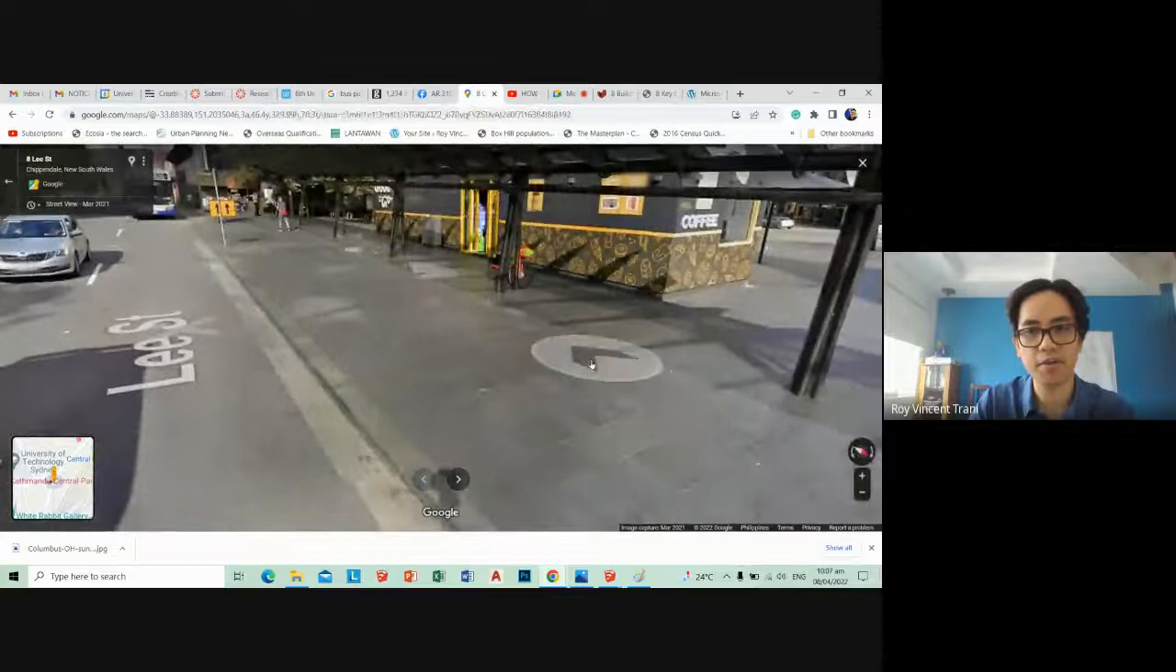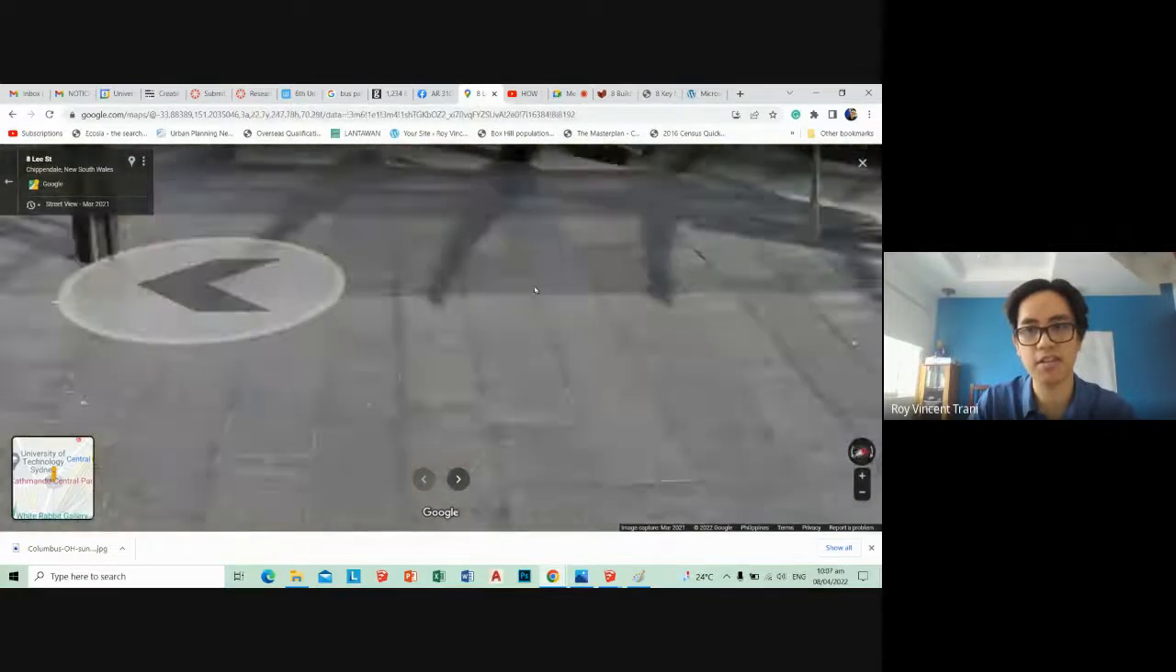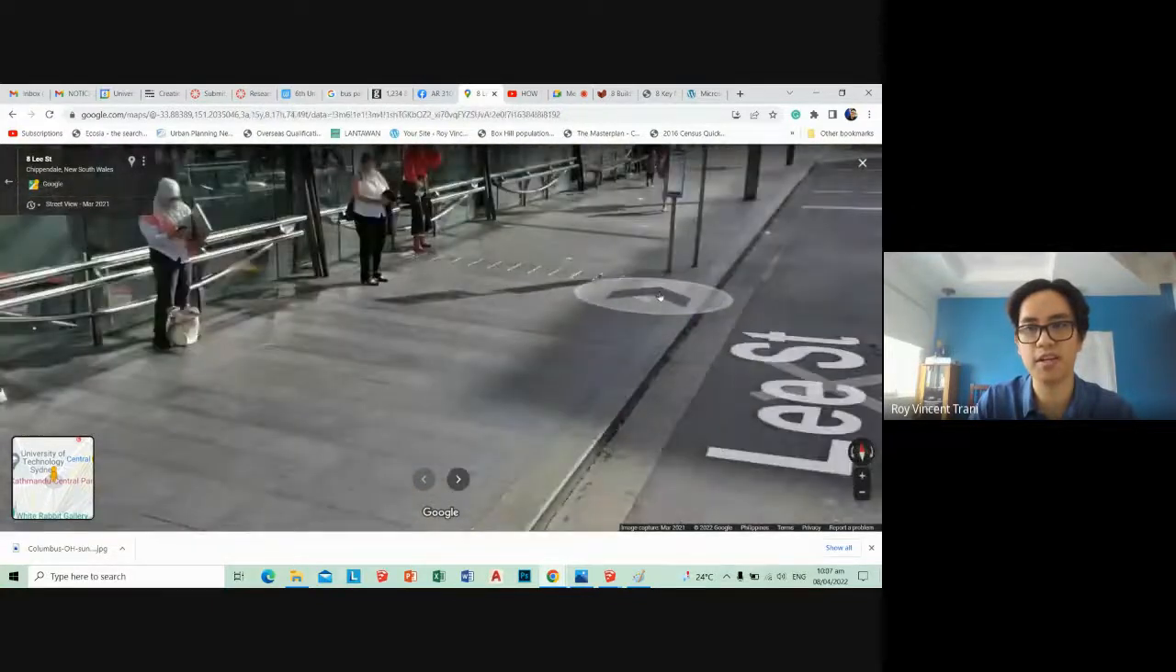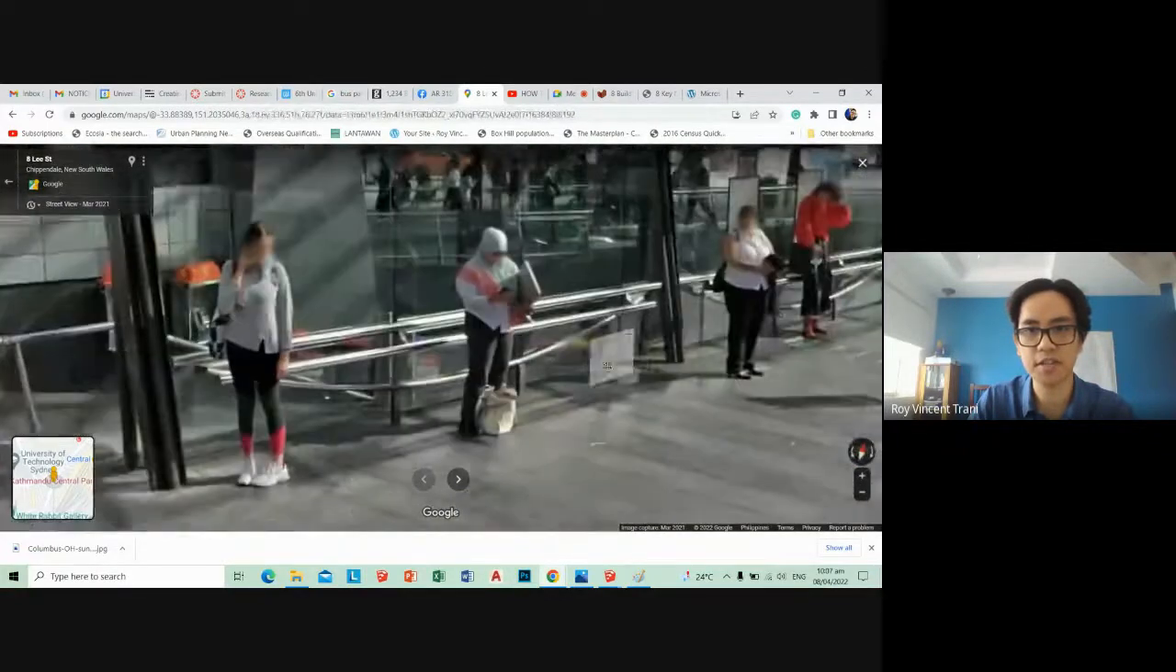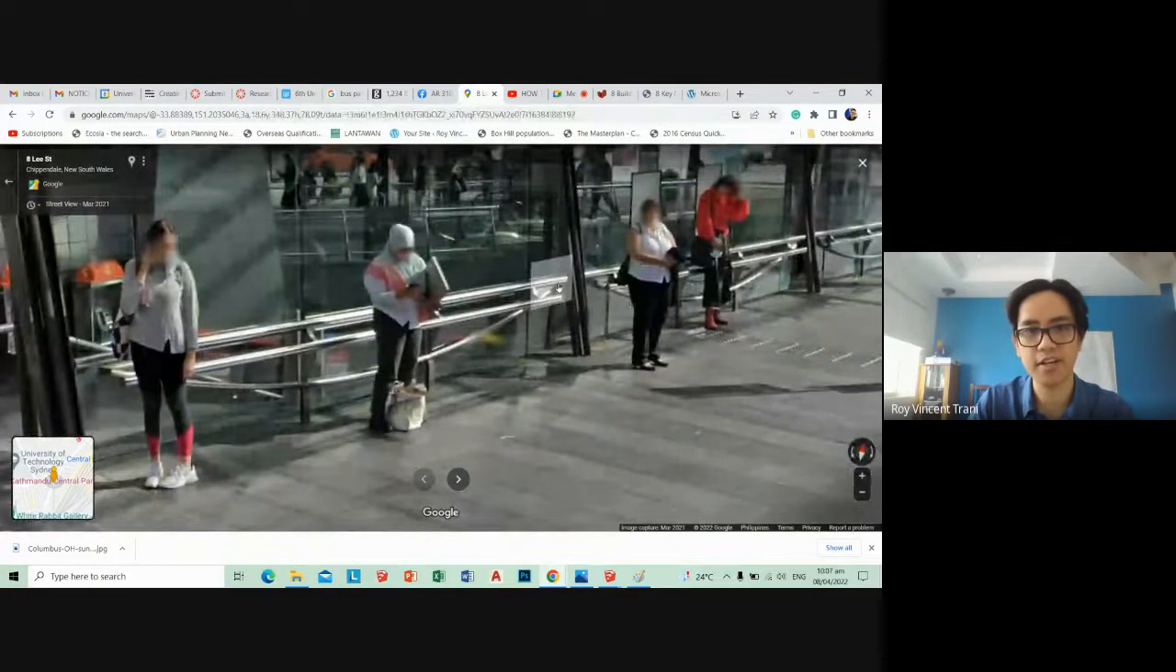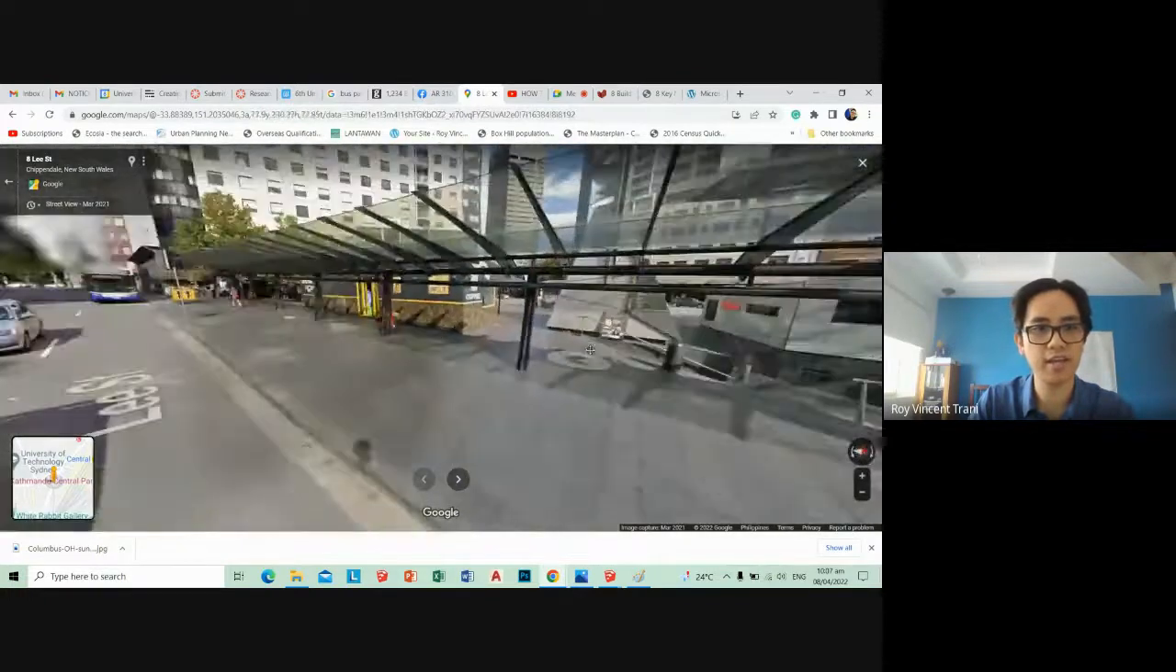And then pretty much the flooring is consistent all throughout, except for the part where the bus is supposed to stop. Notice the railings as well, double handrail. And then I think that's pretty much it.